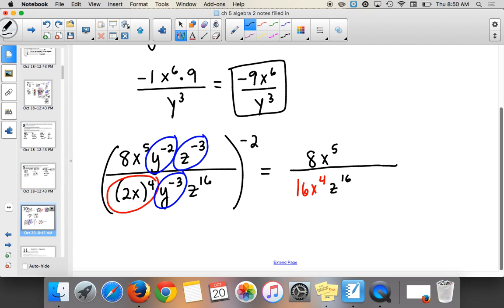So that y to the negative 2, when I take its reciprocal, it puts it on the bottom as y to the positive 2. So I'm going to have y to the positive 2. I'm going to have my z to the positive 3 on the bottom. And then I'm going to have y to the positive 3 on the top. And it's all raised to the negative 2.